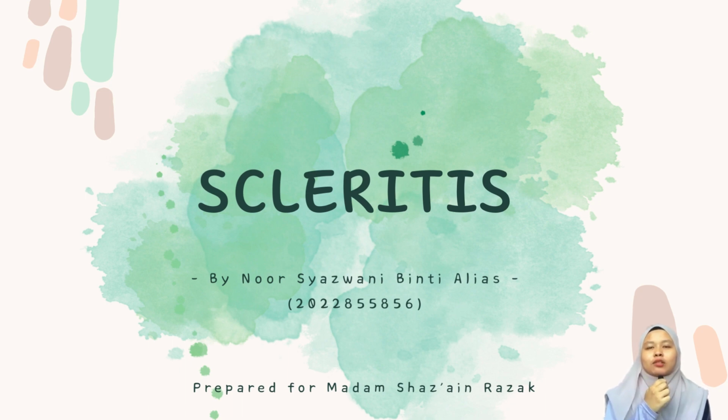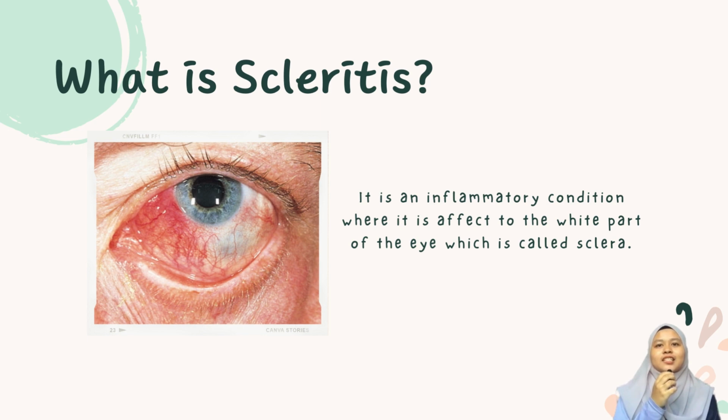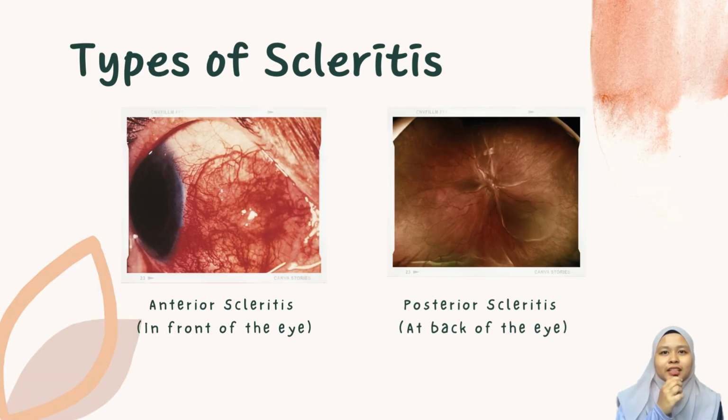In this video, I will present about scleritis. What is scleritis? Scleritis is an inflammatory condition that affects the white part of the eye, which is called the sclera. There are two types of scleritis: anterior scleritis, which occurs on the front of the eye, and posterior scleritis, which occurs in the back of the eye.